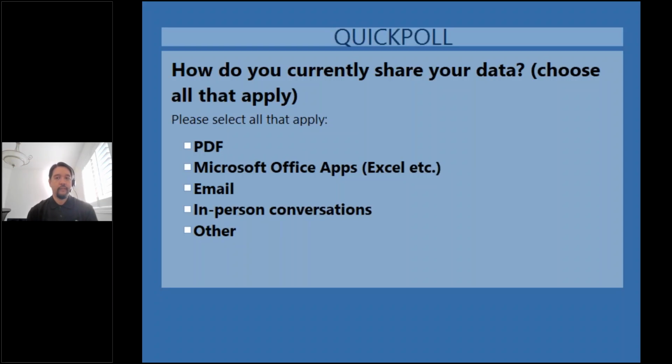Do you share it by exchanging PDF documents, using Microsoft Office applications? Excel is a very popular one for tabular chromatographic data. Are you emailing data between colleagues? Do you do the old-fashioned thing and just have a conversation with someone? Or perhaps there are other methods that you're using. Obviously, Microsoft Office and Excel is a popular one. SharePoint is one that lots of organizations are using as well. So we're just interested to know how you're doing it today.